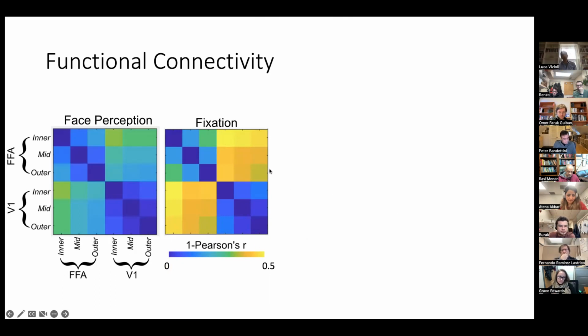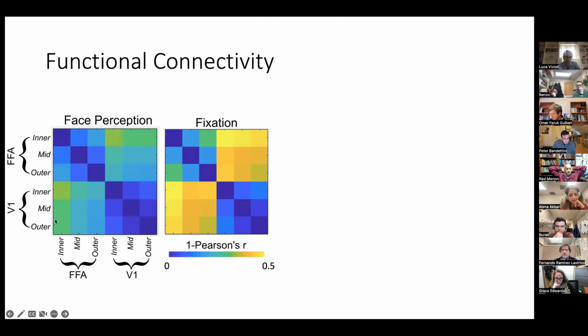Even just by visually inspecting these two matrices, we can clearly see that the connectivity in the phase task is significantly larger than in the fixation task, especially in this 6x6 matrix here on the off diagonal, which is the one that we're interested in the most, because it's summarizing how V1 talks to FFA, the connectivity between V1 and FFA.